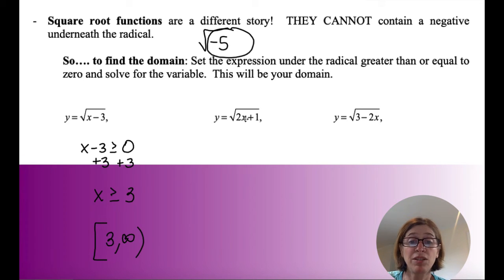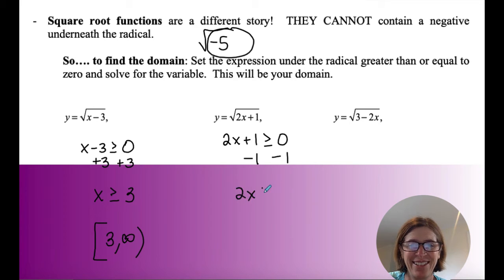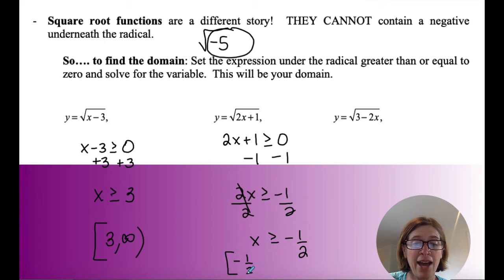All right, this one's a little harder. 2x plus 1 is greater than or equal to 0 because I don't want the value to be negative. It can be 0, it just can't be negative. So that statement means all positive numbers and 0. So we're going to subtract 1 and then divide by 2. So x is greater than or equal to -1/2. All right, interval notation. Hard bracket, -1/2, comma, infinity, parentheses.